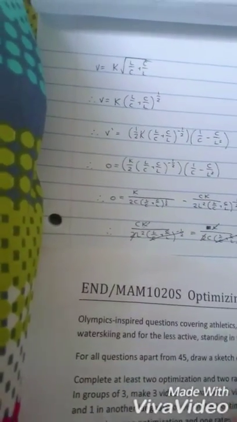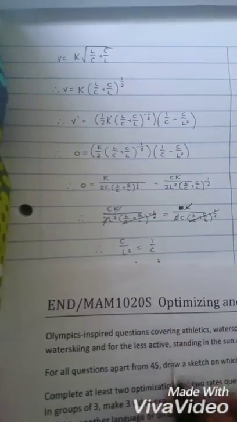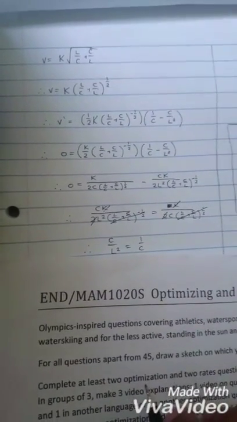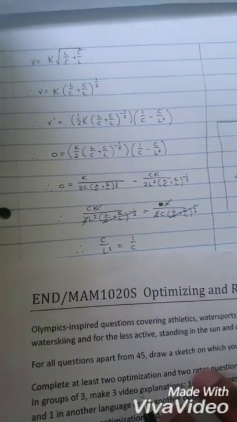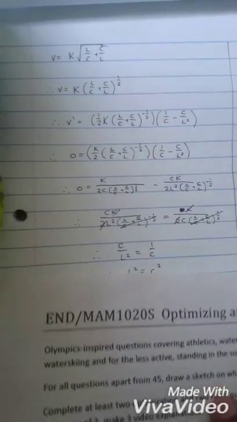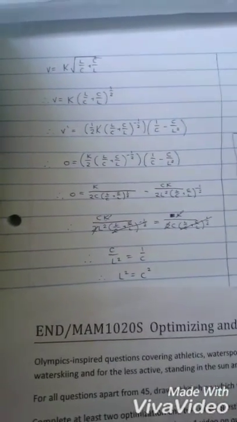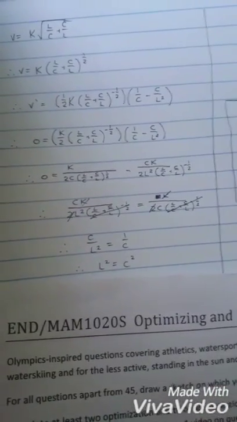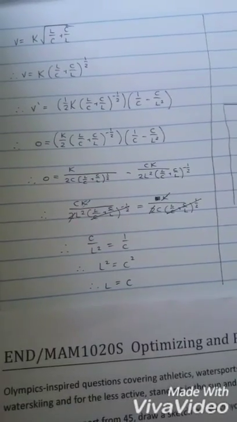and then you are left with C over L squared equals 1 over C. You then solve for your L squared equals C squared, square root both sides, and you get L equals C.